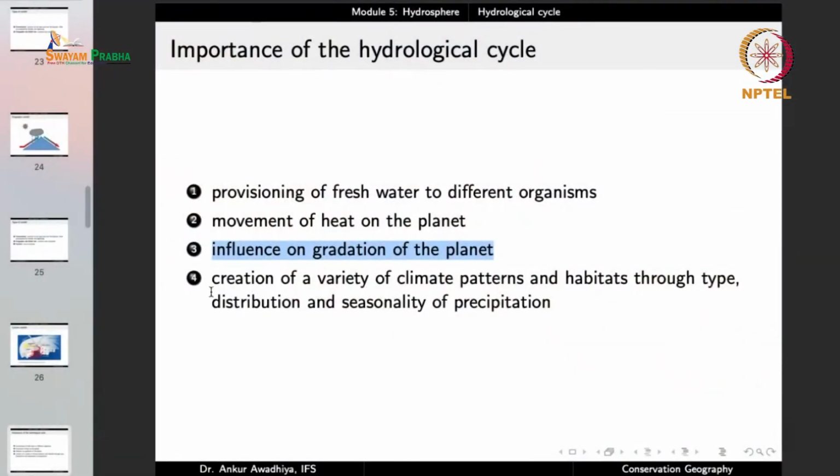Another importance is that it creates a variety of climate patterns and habitats through type, distribution, and seasonality of precipitation. Type meaning that whether it is in the form of rains or it is in the form of snow. So if you have snowfall, there will be a very different habitat that gets created full of ice and snow. If there is rainfall, it's a very different kind of habitat. Distribution, that is which places get this rainfall and in what amount. So certain areas that have a very heavy amount of rainfall, they will have a very different climate.